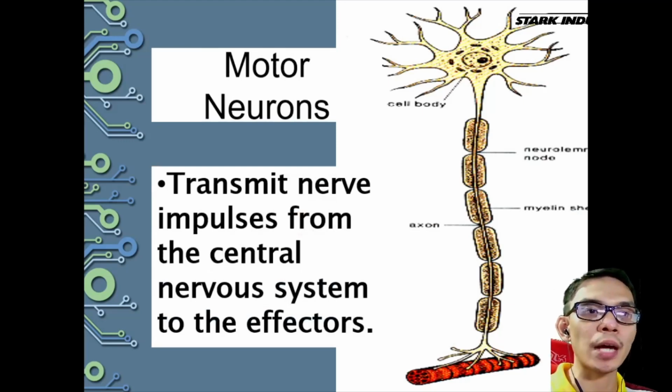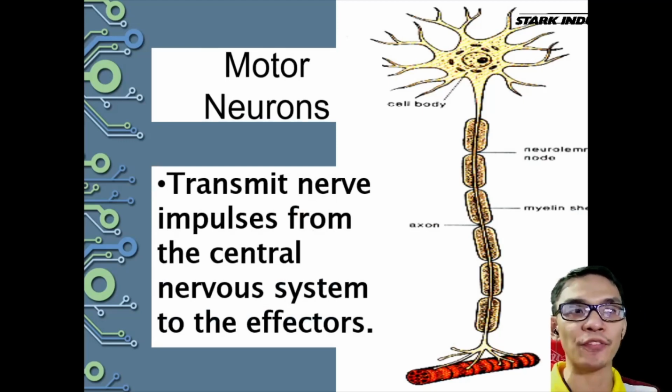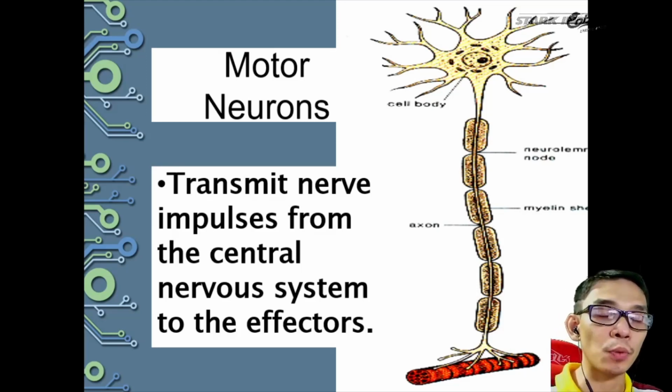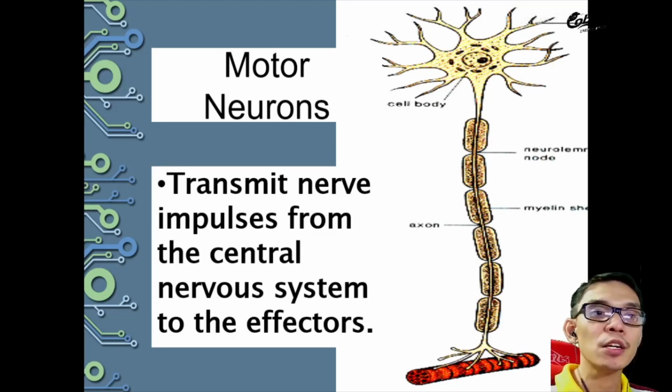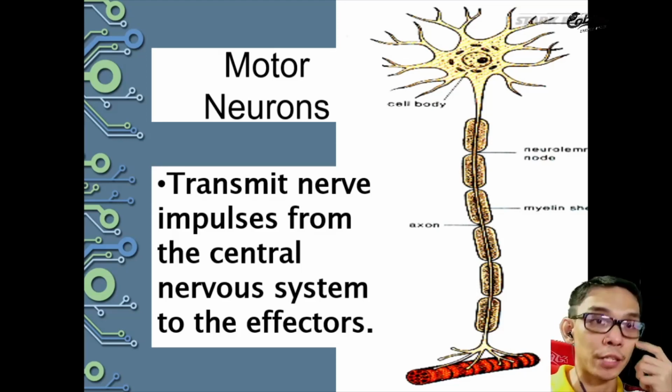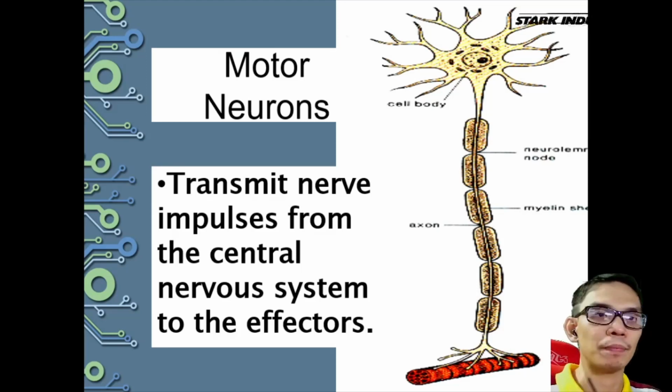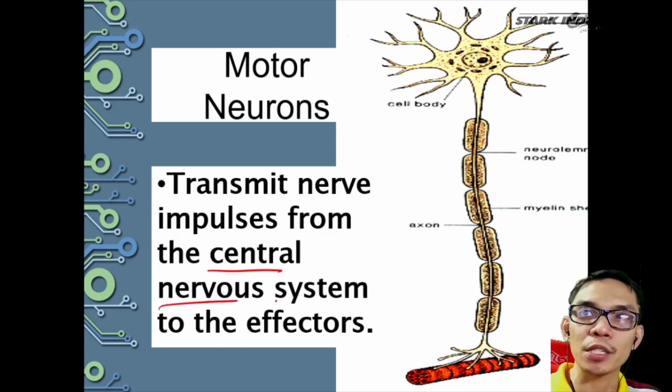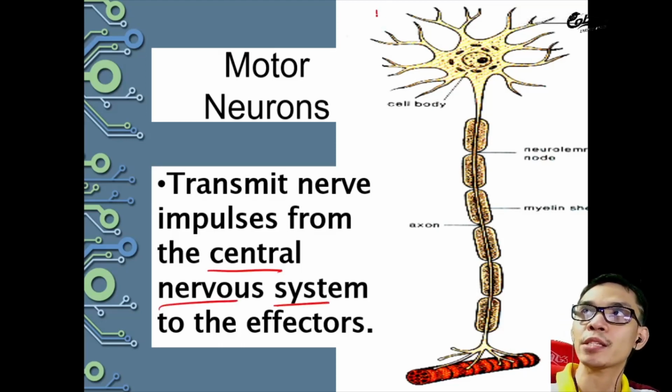Motor neurons are designed to trigger the movement of the effectors. Examples of effectors that we have are skeletal muscle, smooth muscle, and cardiac muscle. Those are examples of muscles to which these neurons are attached. They trigger movement, they trigger the reaction. The instructions that will trigger the movement come from the central nervous system, which is attached to these dendrites right here.